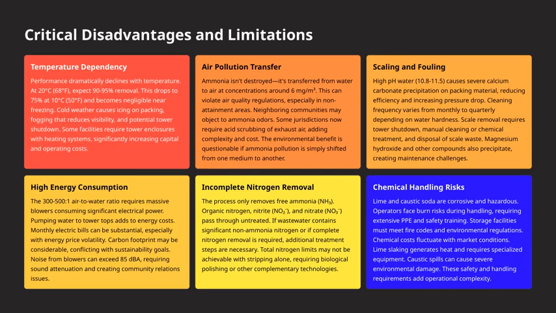The costs for chemicals can fluctuate, and lime slaking, where lime is mixed with water, generates heat and demands specialized equipment. Spills of caustic chemicals can cause serious environmental damage, adding another layer of operational complexity. So, while this process offers benefits, it's important to carefully weigh these disadvantages and limitations within the broader context of your treatment goals and operational capabilities.